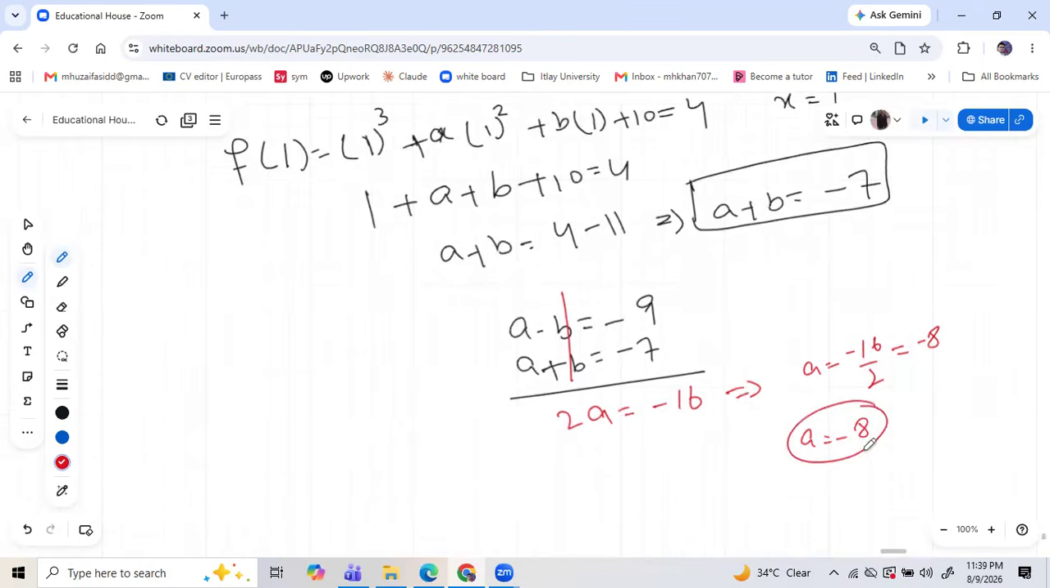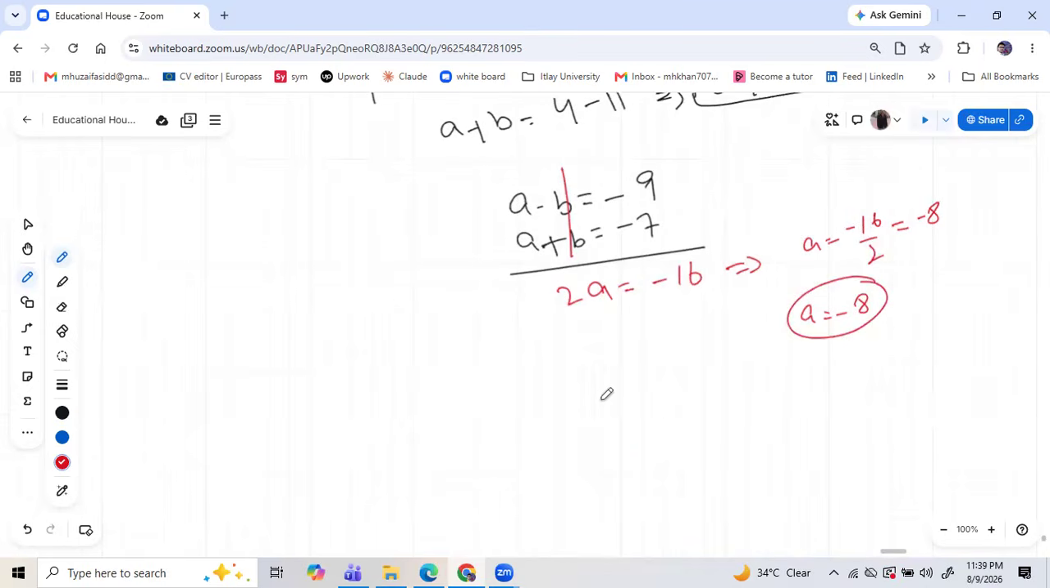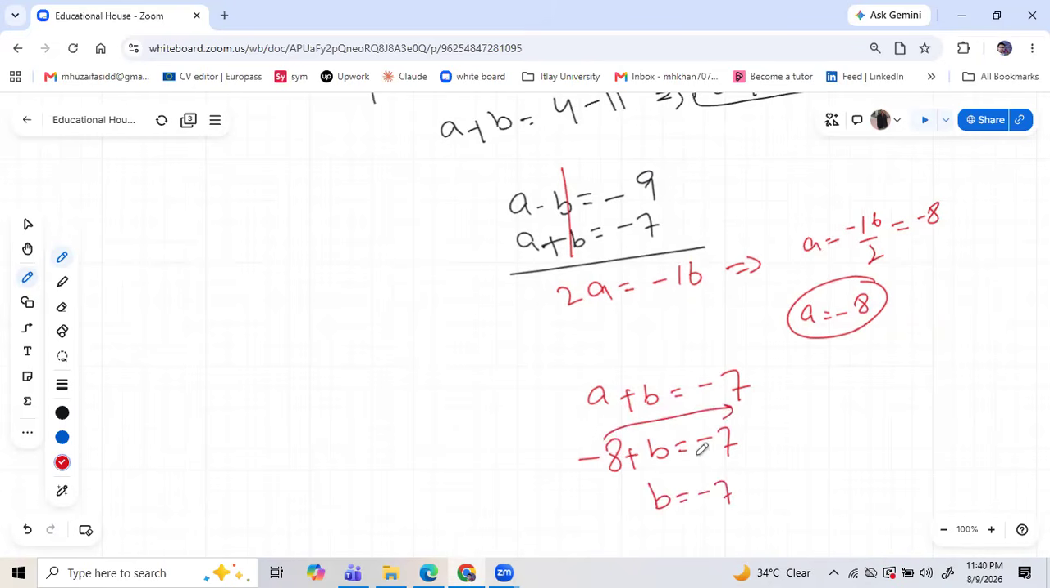Then we are moving to finding the value of b. So a plus b is equal to minus 7. So this is minus 8 plus b is equal to minus 7. So b is equal to minus 7 plus 8. This gives us b is equal to 1. Can you understand it? Yes, sir, I understand it.